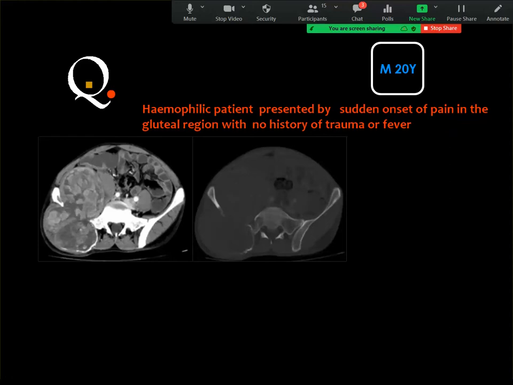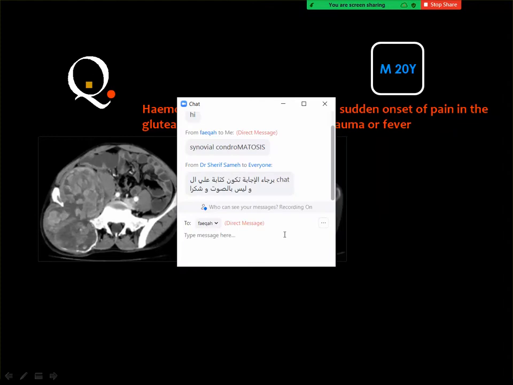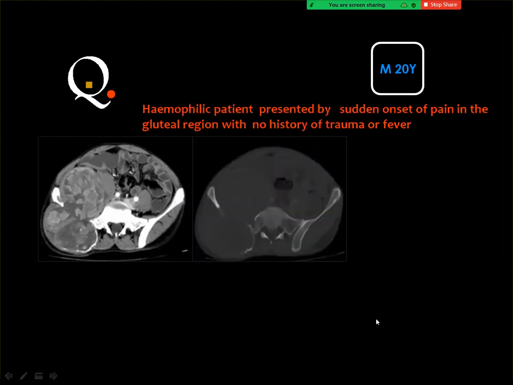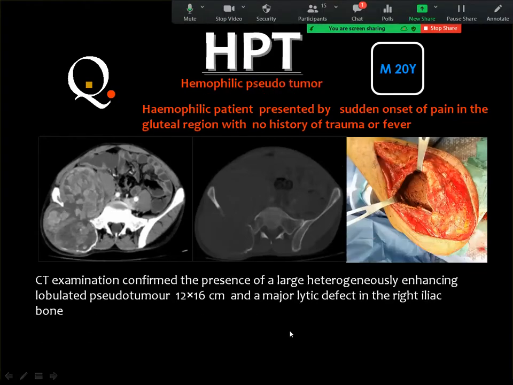Hemophilic pseudotumor. Okay, and I would like to look at your answers on the chat. The first one was synovial osteochondromatosis and nothing more. Yes, okay, this is because of the history, and history is very important here. This is a hemophilic patient presenting with a sudden onset of pain in the gluteal region with no history of trauma or fever. Then you should assume a hemophilic pseudotumor because this is one of the common sites for hemophilic pseudotumors.